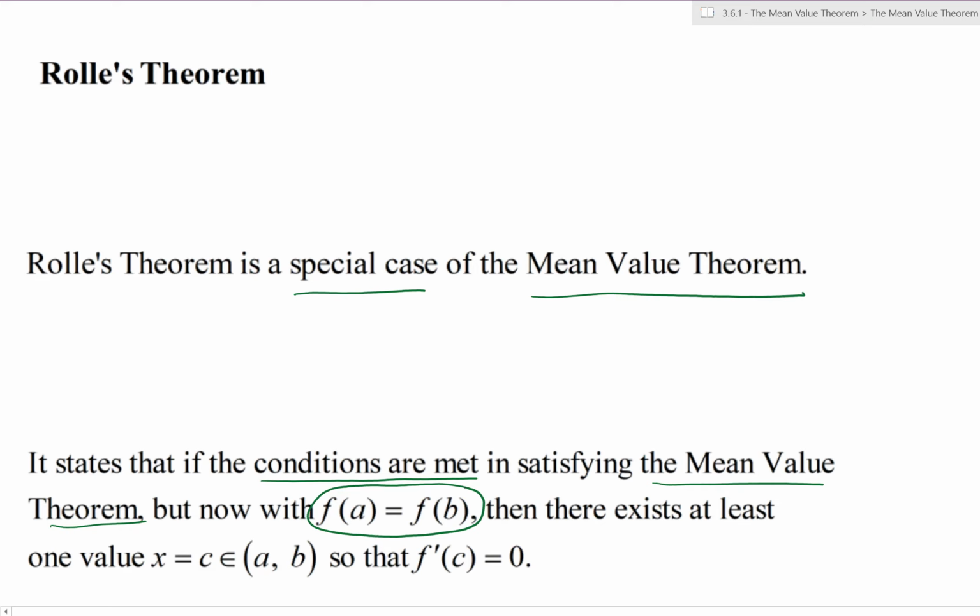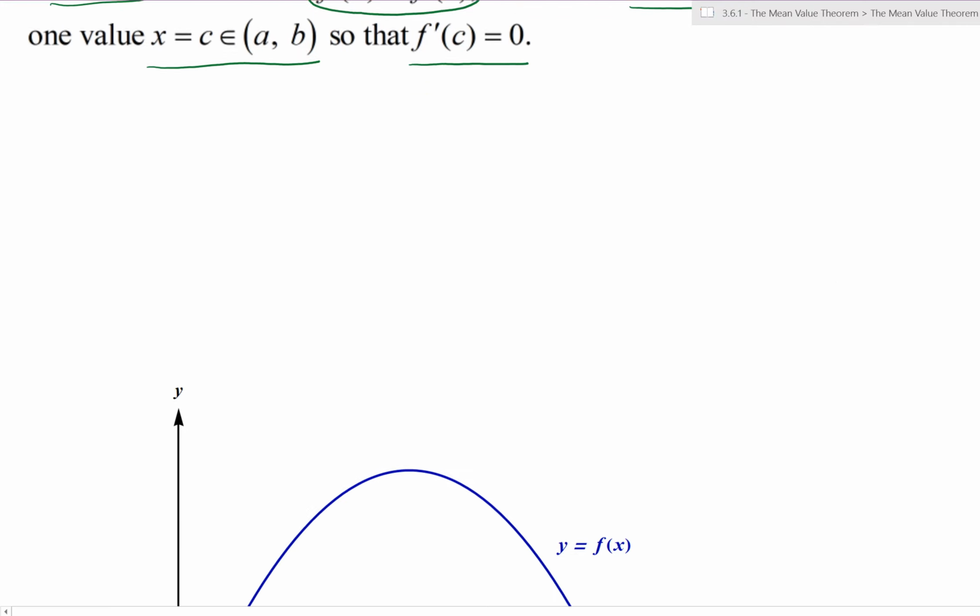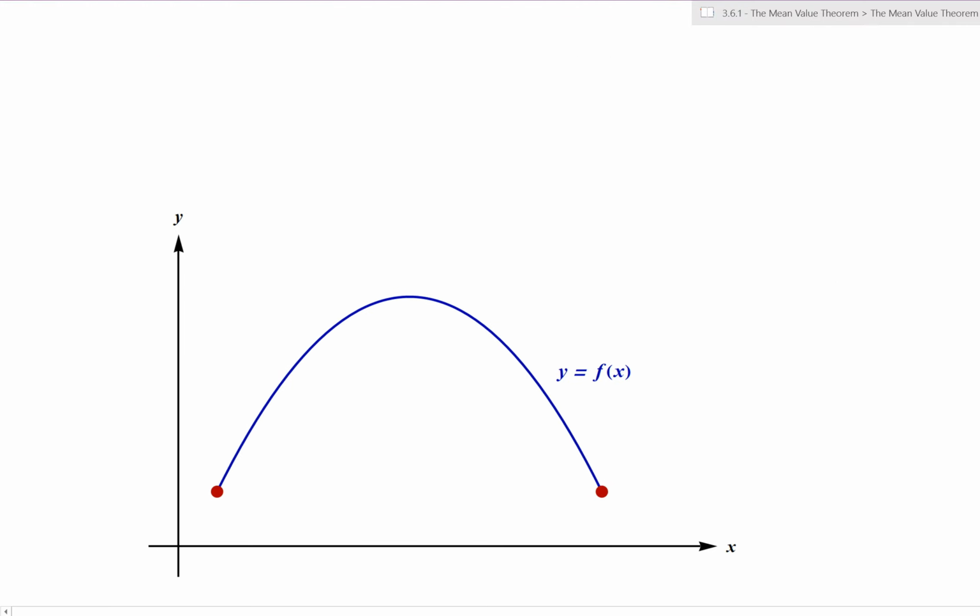So in that special case, the slope of the secant line connecting the endpoints will be equal to 0, and there must exist at least one value x equal to c within the interval such that the instantaneous rate of change at that location is equal to 0. So, really a special case here. Just to see a picture of what Rolle's theorem is telling us, a picture like so, right? You can see this particular function y is equal to f of x.